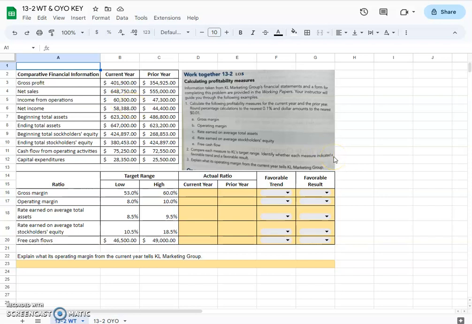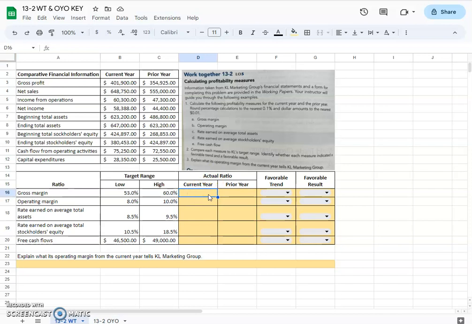In this video, I'll be going over Work Together, Problem 13-2 on calculating profitability measures. This is from page 384 of our Century 21 Accounting textbook, Advanced, edition 11 by Gilbertson and Lehman. So credit to them for this text and this problem. All right, so we are taking information from KL Marketing Group's financial statements, and we are going to calculate some ratios about profitability. Okay, rounding to the nearest 0.1% and dollars to the nearest cent.